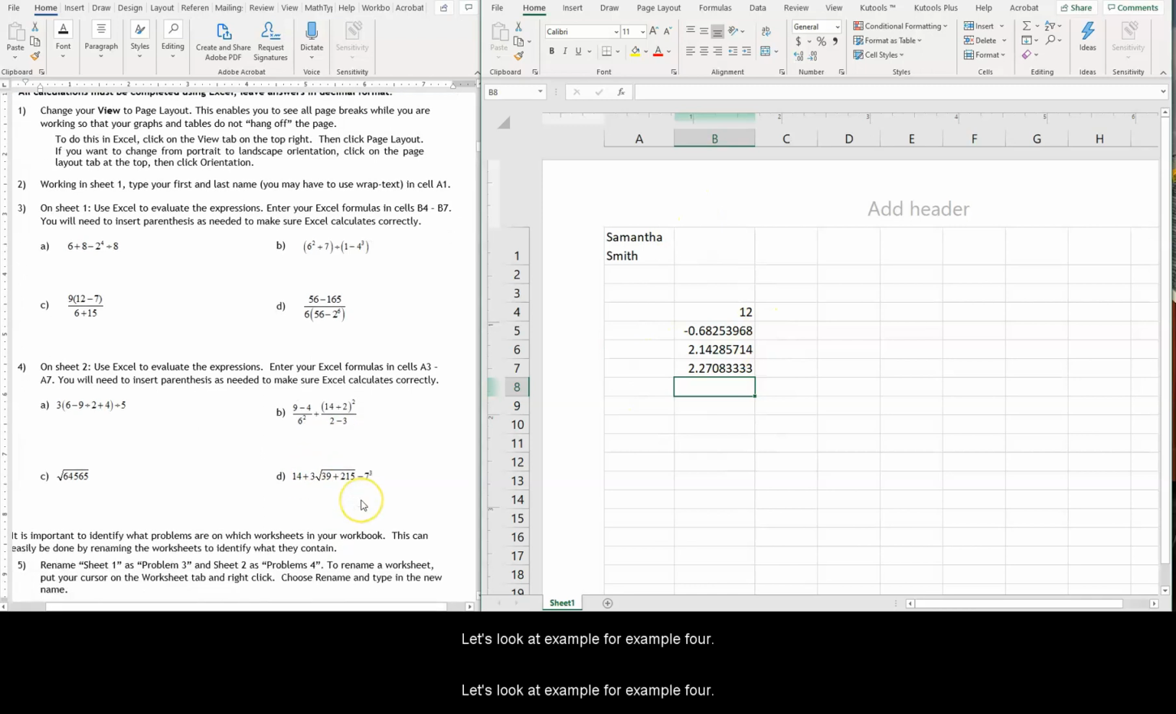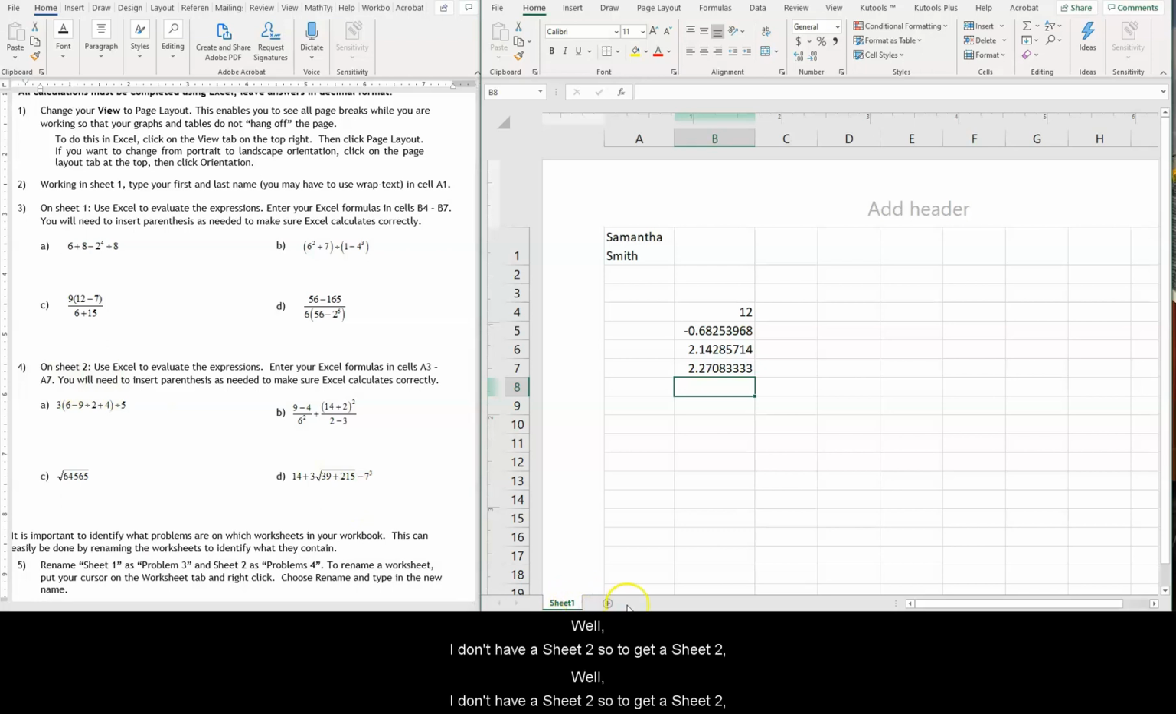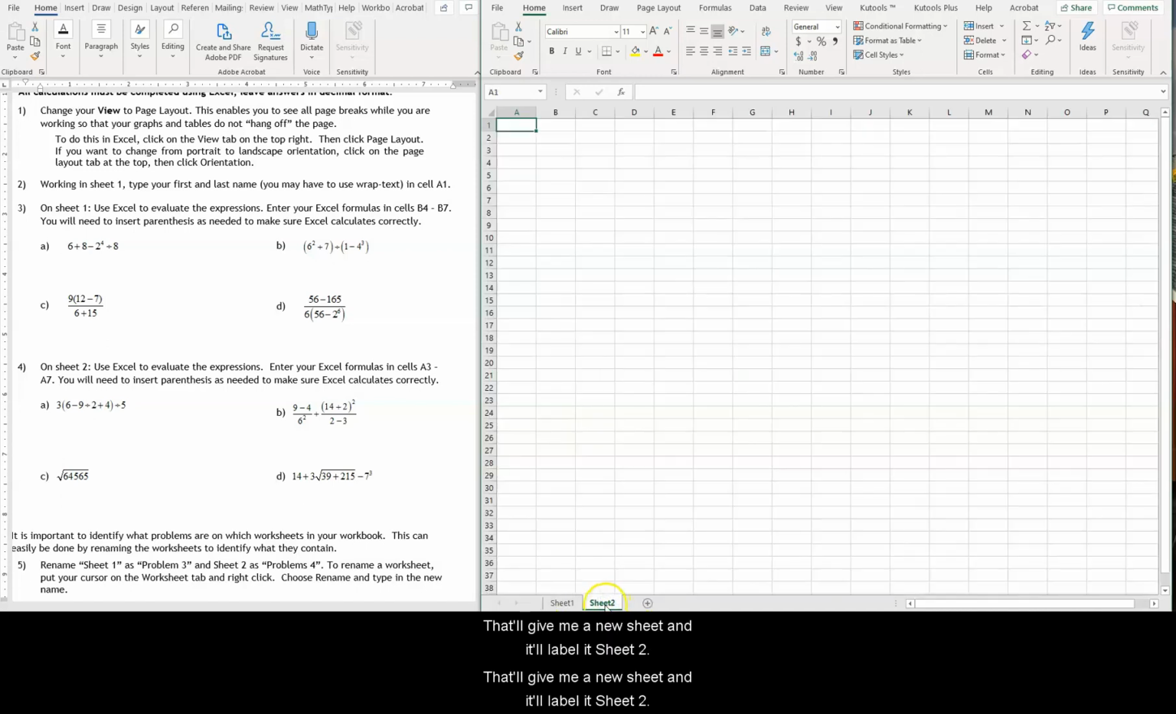Let's look at example 4. So example 4 says on sheet 2. Well, I don't have a sheet 2. So to get a sheet 2, I need to click on that plus sign next to it. Okay, that'll give me a new sheet and it'll label it sheet 2.